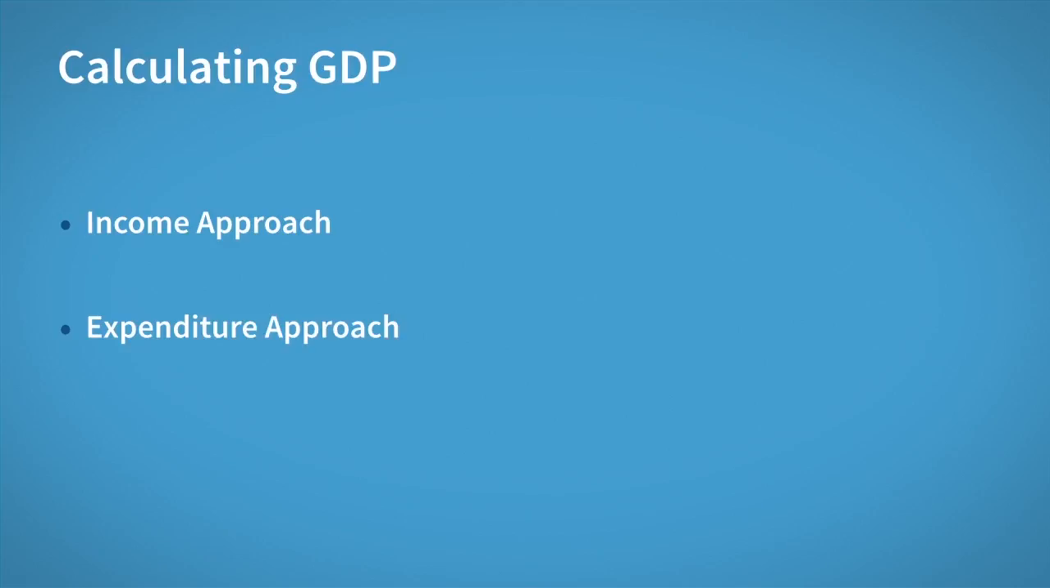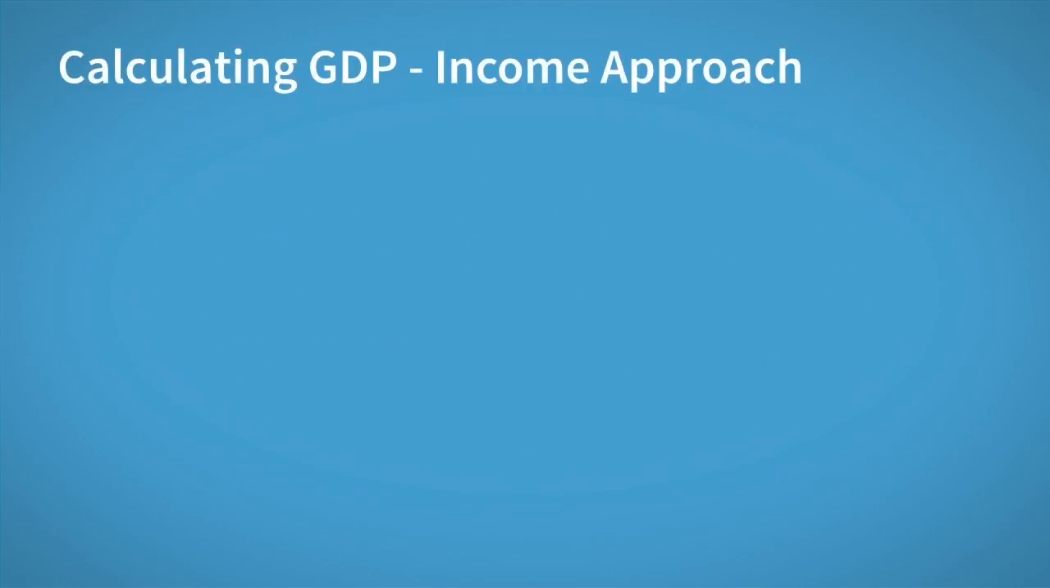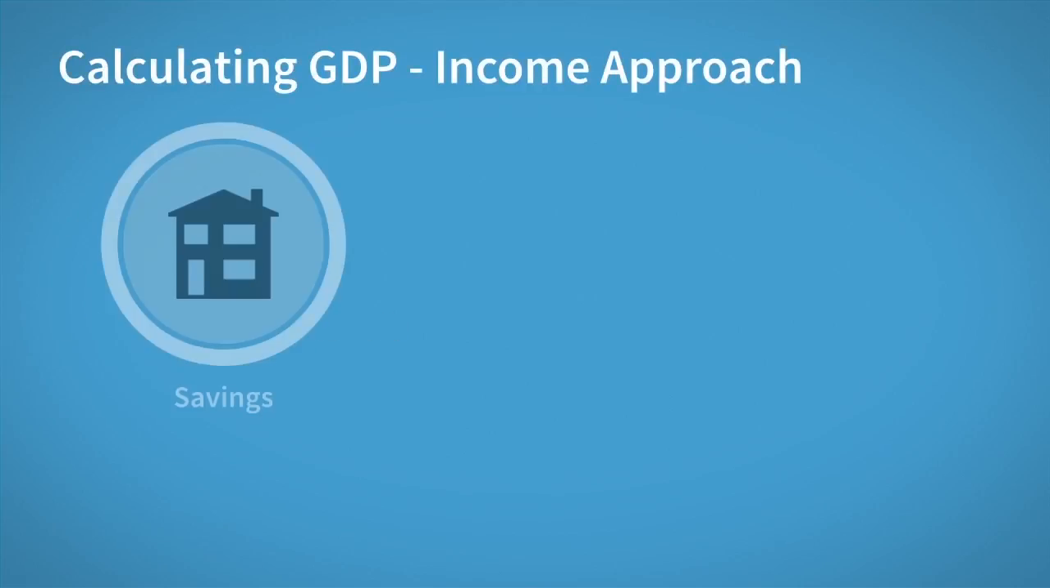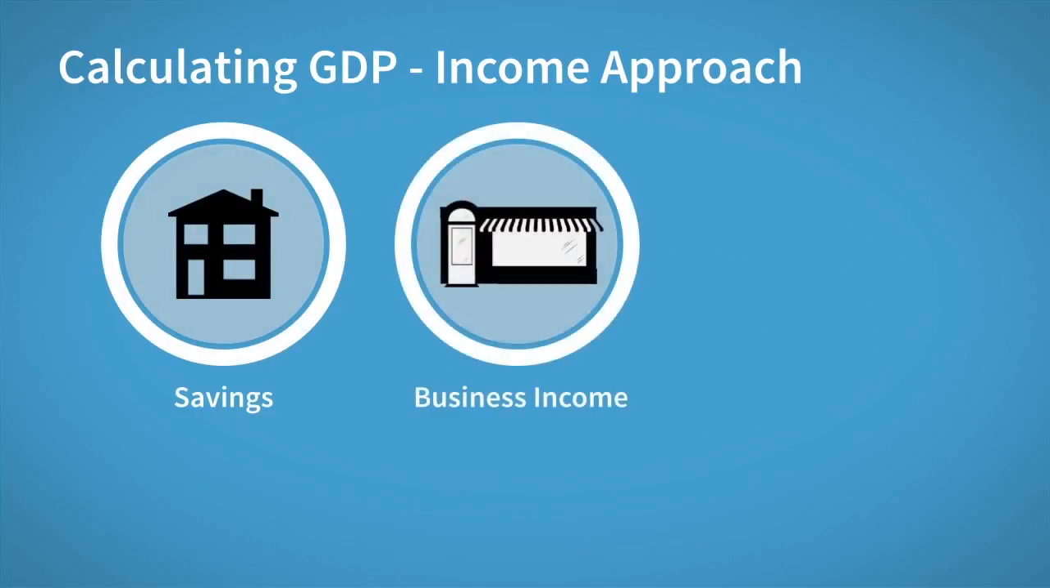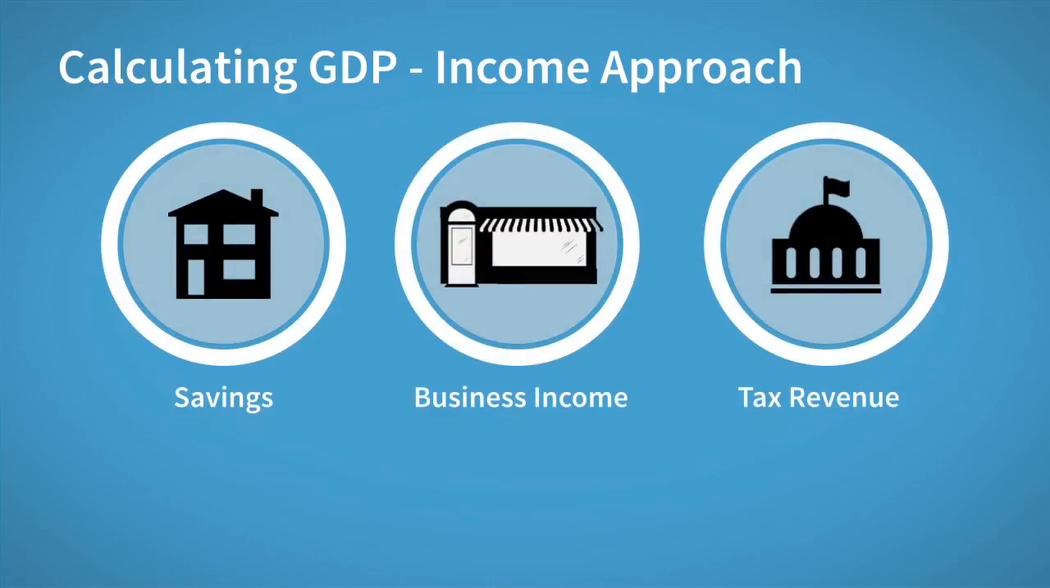There are two approaches to the calculation of GDP, the income approach and the expenditure approach. The income approach is a simple concept which looks at summing together the household savings with business income and government income to get the total GDP. This can be represented by this simple equation where we add the savings of individuals to the consumption spending received by businesses to the tax revenue earned by government, and we get GDP.